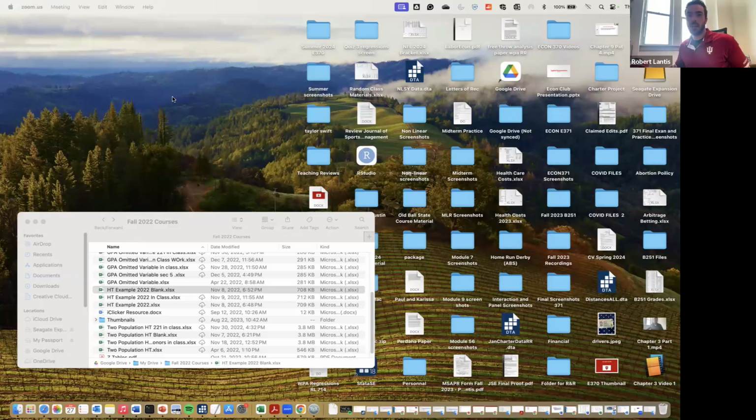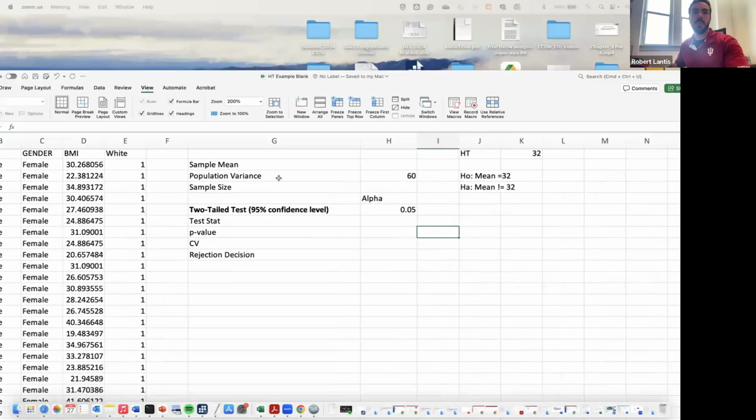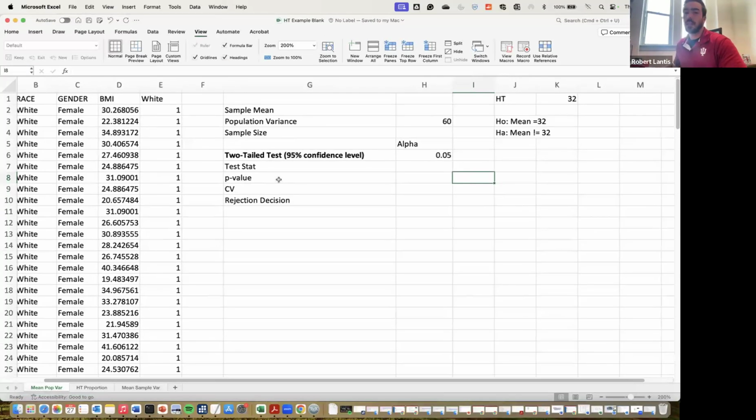Okay, so this is going to be chapter 9. And you can see that. We'll go over here. There we go. So we're going to work through hypothesis testing examples, and we'll do one of each type.